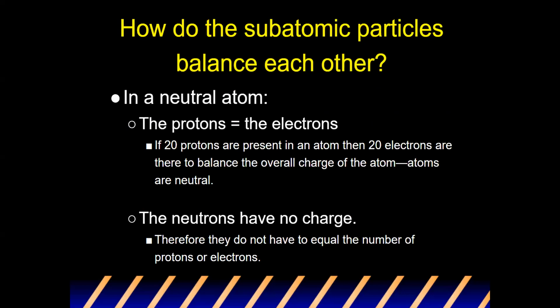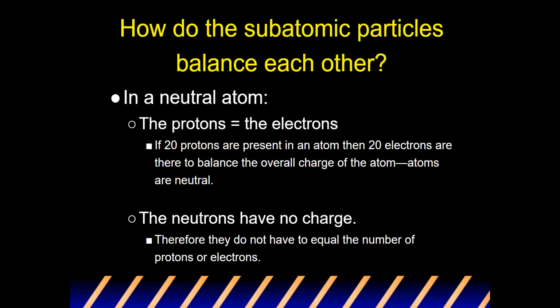How do these subatomic particles balance each other? Unless otherwise stated, an atom is going to be considered neutral. If it's neutral, your positive charges have to equal your negative charges. So you can see here, if we had an element, and again, this is calcium. Calcium has 20 protons. And if it's neutral, because it didn't say it wasn't, that means it would have to have 20 electrons. Plus 20 minus 20 equals 0.